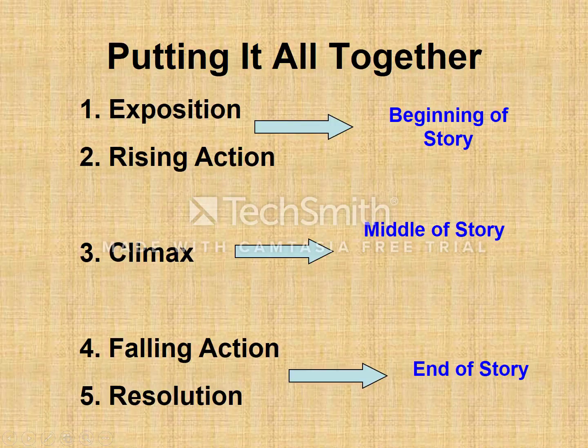So just a quick review, let's put it all together. You have your exposition first with your rising action second, and that usually occurs at the beginning of the story. And then that leads us up to the climax, which is usually in the middle of the story or closer to the end. And finally, you have your falling action and your resolution, which always occurs at the end of the story.